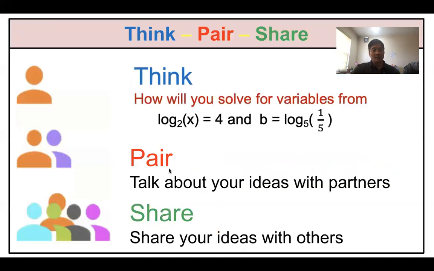Does everyone understand? So now I want you to think about this. How will you solve for the variables? Can you think about it? Log base 2 of x equals 4. And the second question is b equals log base 5 of 1/5. Do you have ideas? It's similar to the previous examples I showed. If you know, you can solve it, right? So now I will show you.